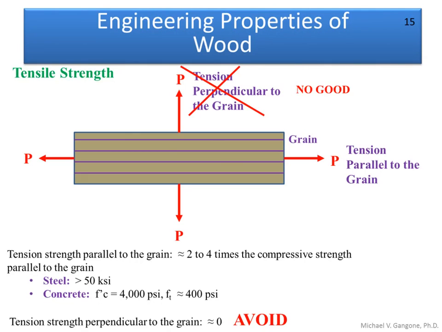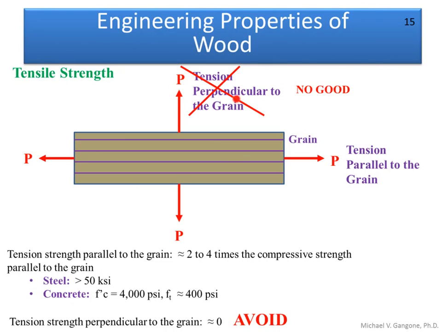All right, so you're pulling the lignin apart when you're applying a load that's perpendicular to the grain. And the lignin does have some tensile strength, but it's very small. It's not very high at all, so we usually just approximate it to be 0. So in practice, you just want to avoid designing using a piece of wood that has a load that's in tension perpendicular to the grain.